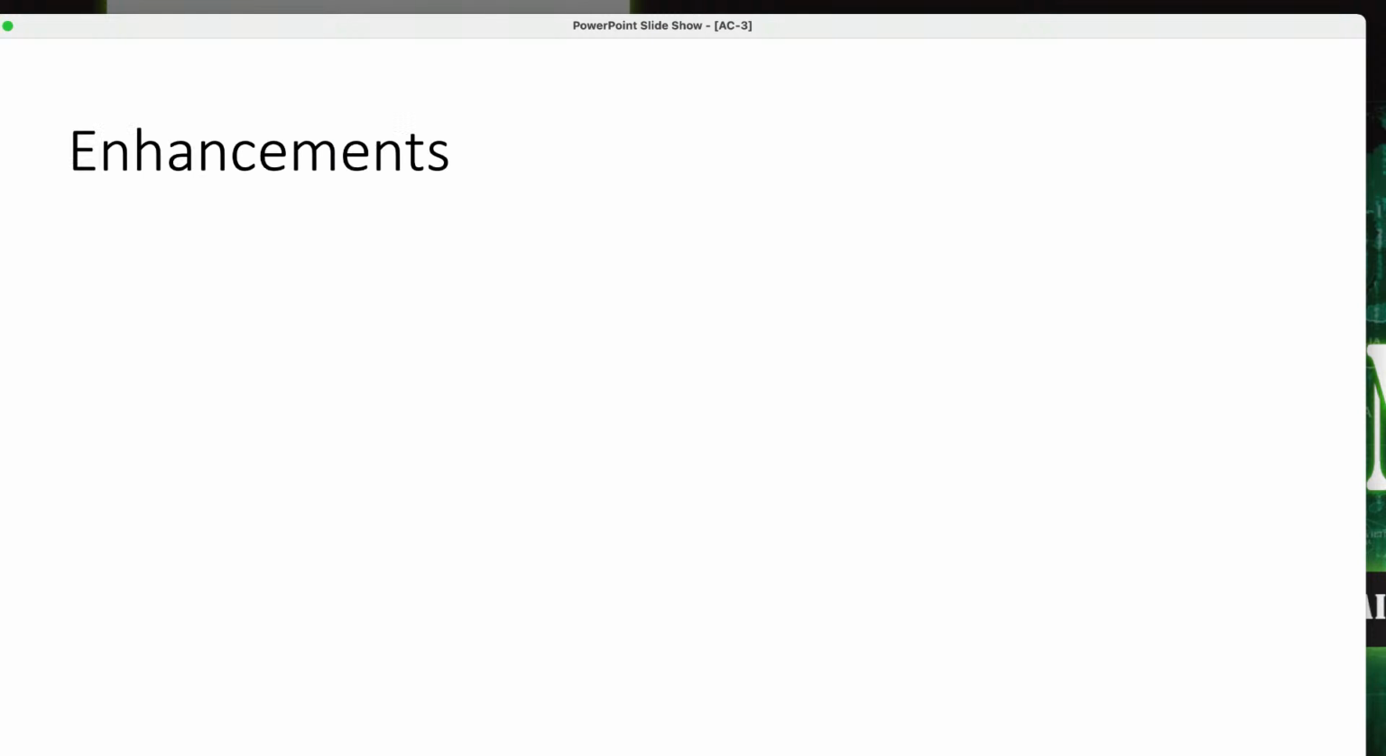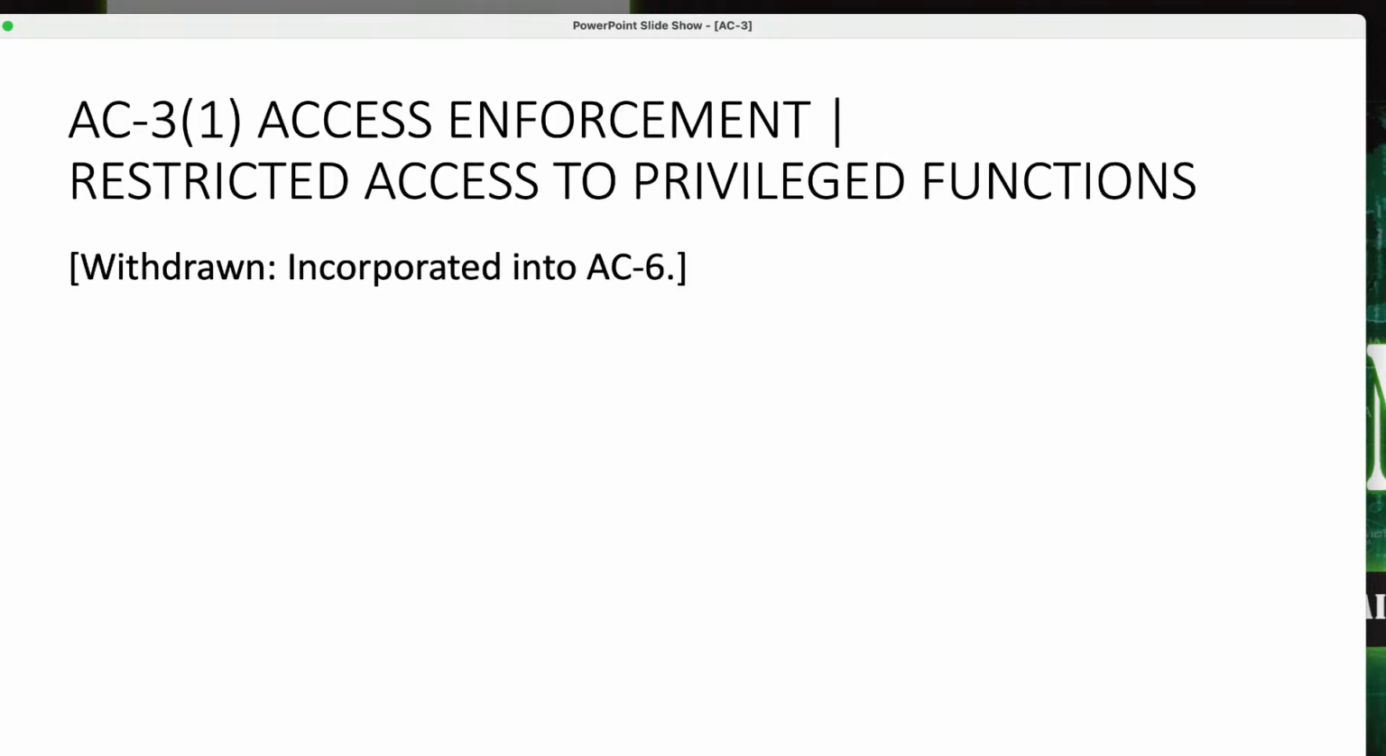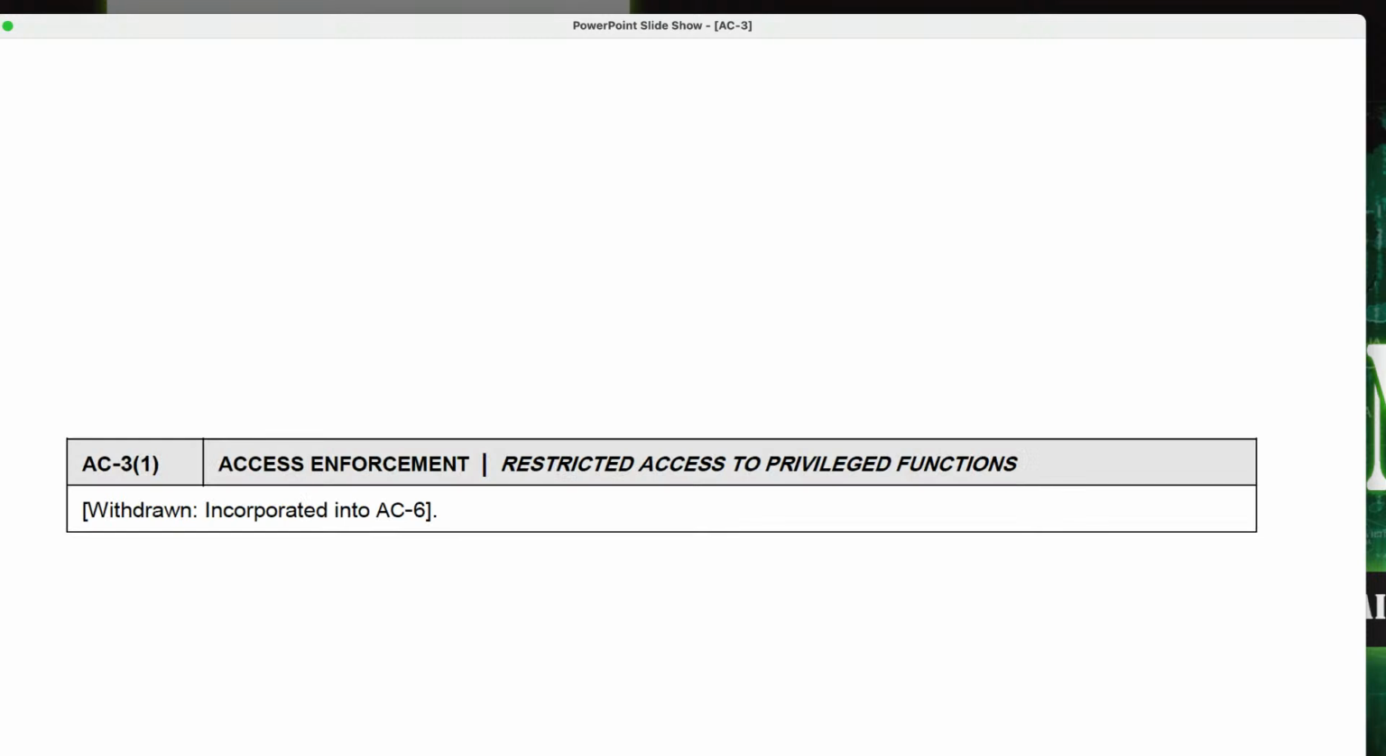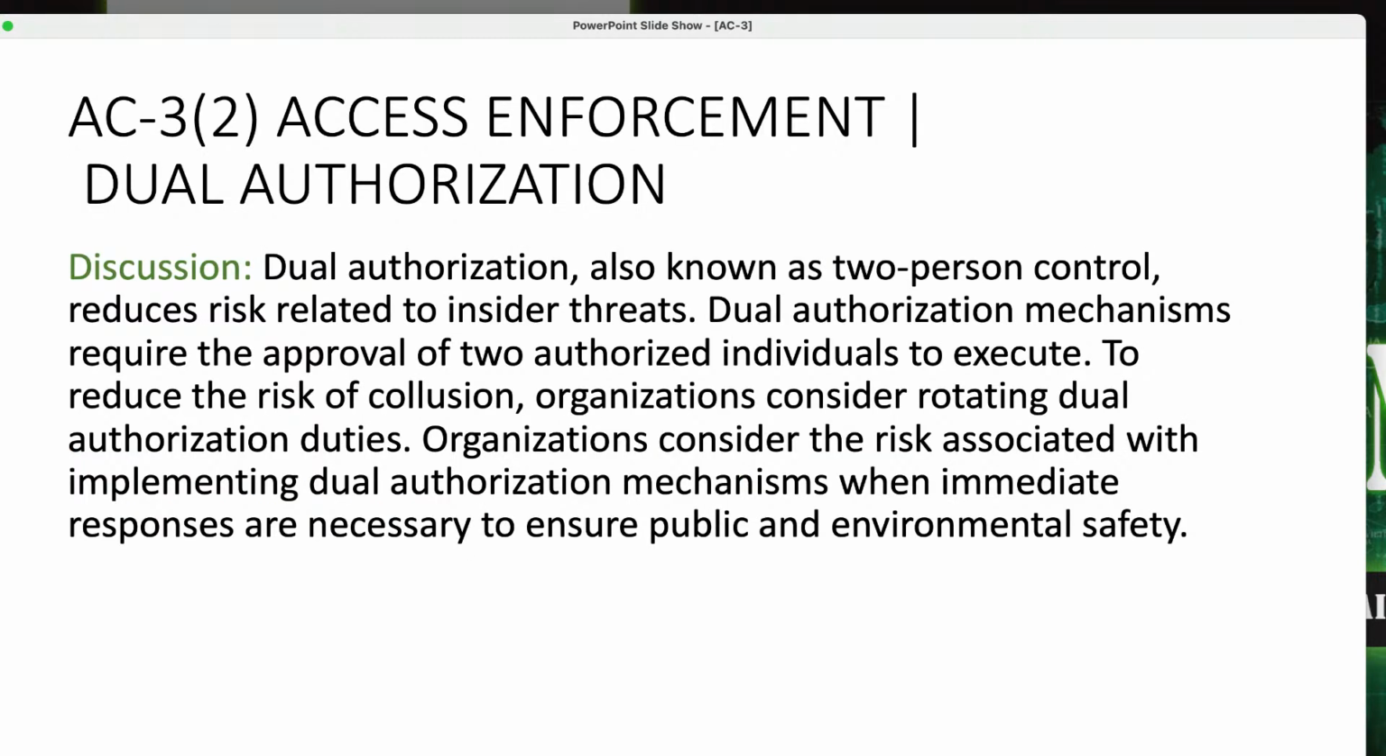Now when we start looking at the enhancements, that's really where the good stuff comes from in this control. It's really laid out in the enhancements, obviously. So we start with enhancement 1. This one's been withdrawn. It's been incorporated into AC-6, restricted access to privileged functions. When we get to AC-6 in a couple days, we'll look at where this enhancement went, but it's gone. Obviously, there's nothing to test, and that's just the way it is.